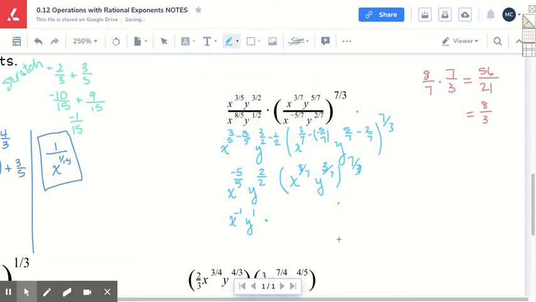I think it was that color I was using. Okay, so x to the 8/3 power.